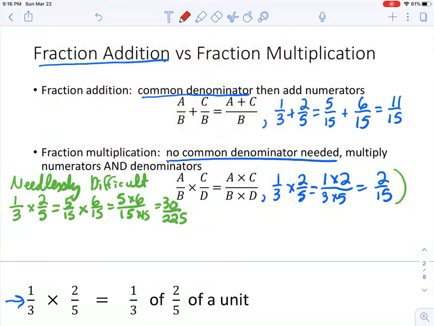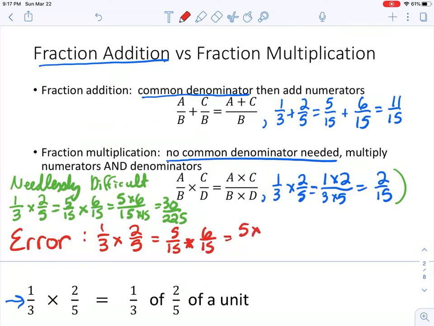What I've also seen students do, which is wrong, it's not just that it gives you more work, it's that it's incorrect, is take 1/3 times 2/5 and get in addition mode. So they look at 5/15 times 6/15, and then they multiply the numerators and keep the denominator to get 30 over 15, which is 2, which is the wrong answer. So in the addition mode, but that doesn't work for multiplication.